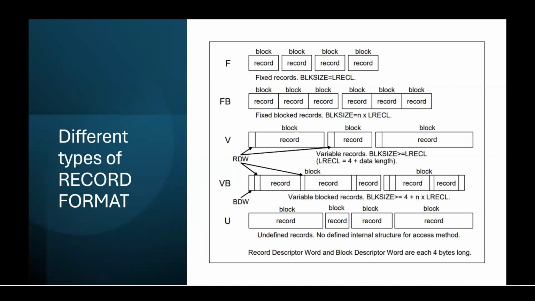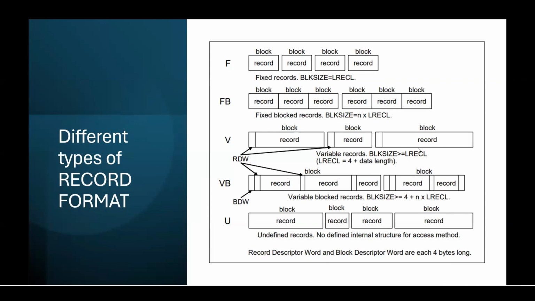The next one is undefined record. That means there is no defined internal structure for the access method. As you can see in the diagram as well, we are having a random length for that particular record. There is no internal structure for those to access the file. And also a record descriptor word and a block descriptor word are each 4 bytes long. So whenever you are working with variable length or variable block length records, just keep in mind both RDW and BDW are 4 bytes long.